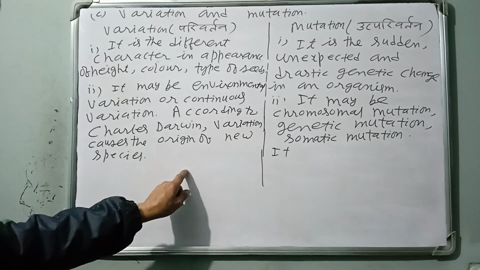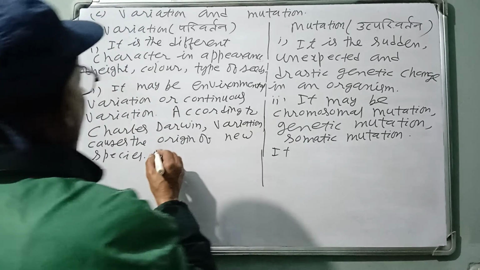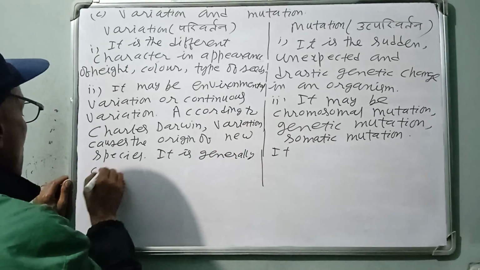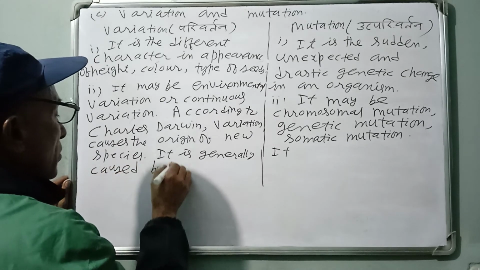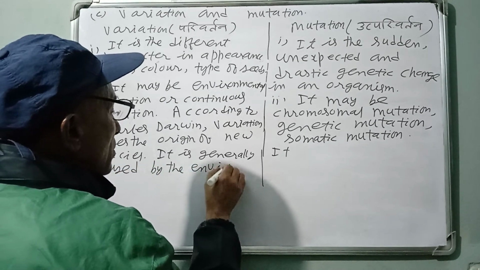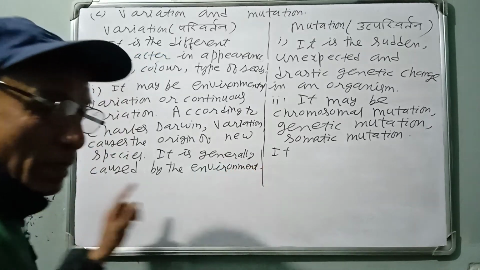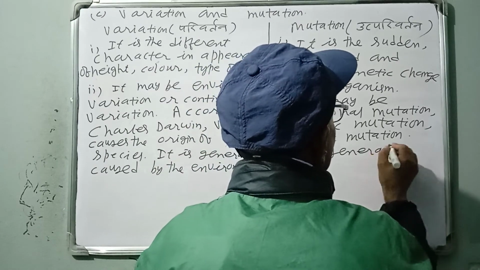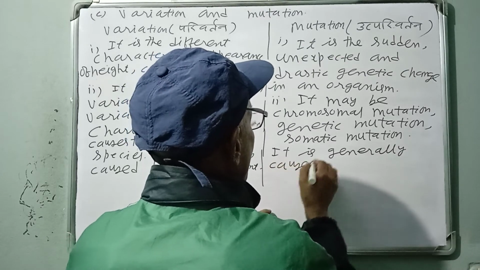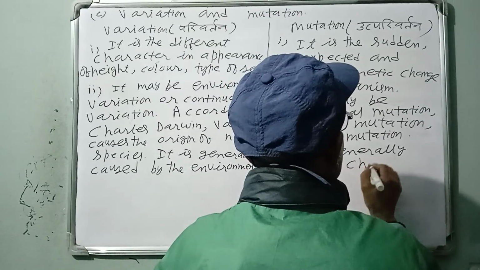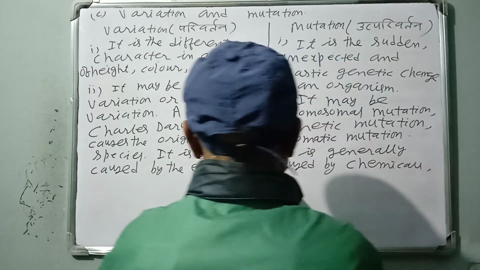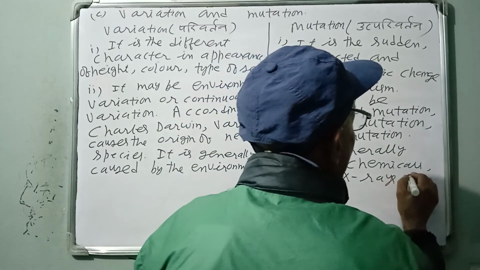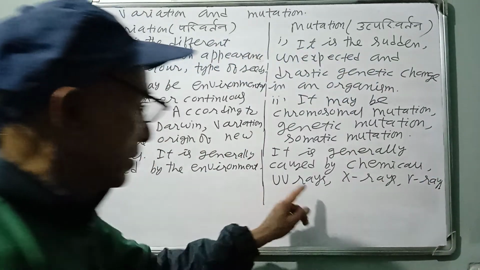Generally, variation is caused by the environment, mainly environment. Mutation is generally caused by chemicals, ultraviolet rays, X-rays, gamma rays, etc.